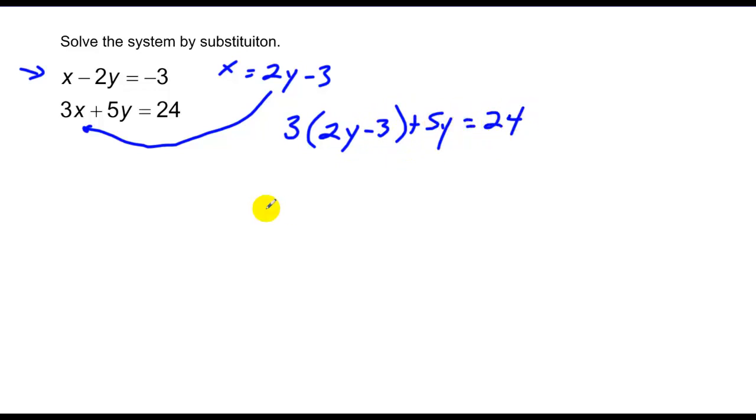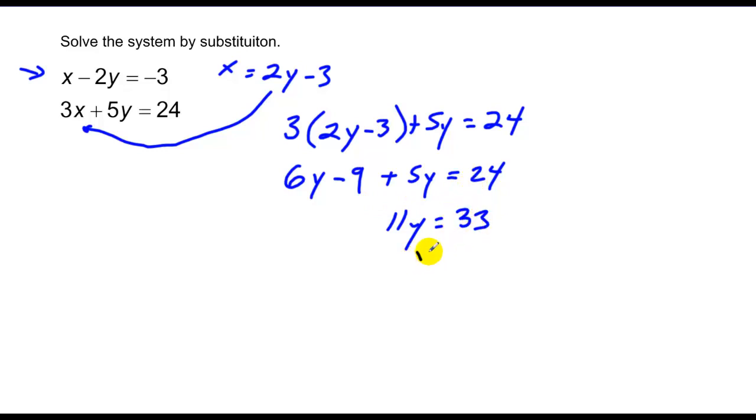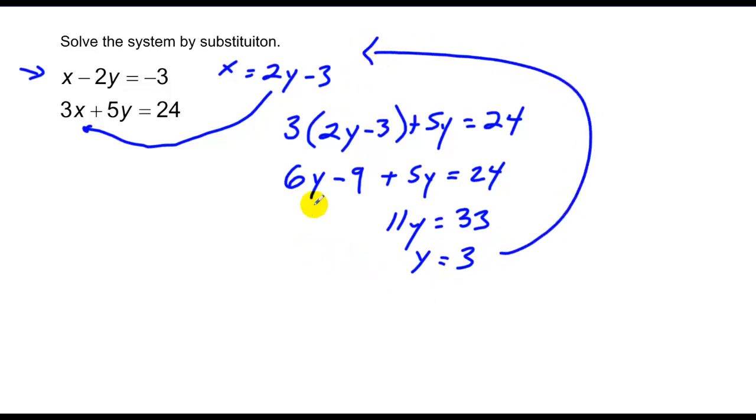equals 24, and 6y minus 9 plus 5y, sorry, is equal to 24. I have 11y is equal to 24 plus 9 is 33, and y equals 3. Haven't solved the system. I now have to plug this 3 back up to get my x. So x equals 2 times 3 minus 3, or 3. Therefore, my system solution is 3, 3.